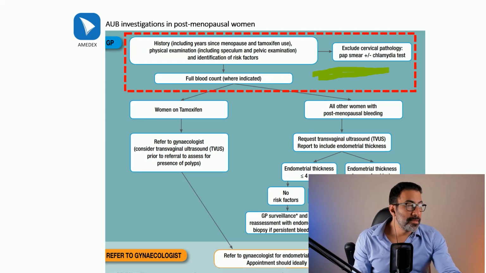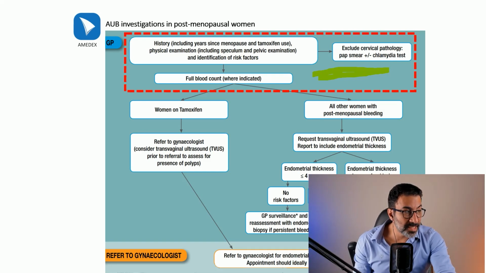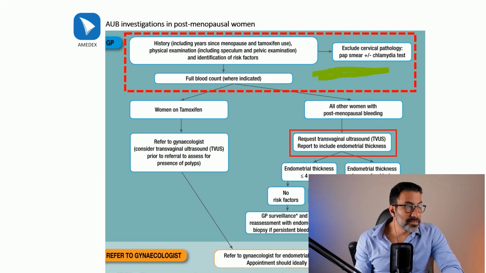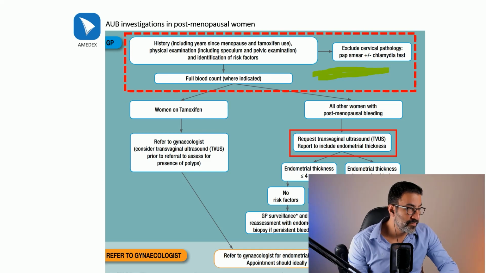So obviously there is no exclusion of pregnancy here. We don't even think about exclusion of pregnancy in such ladies. We want to exclude cervical pathology. This is a must, and maybe we want to consider full blood examination if clinically indicated. And when it comes to further investigation, we request a transvaginal ultrasound, and we ask the report to have endometrial thickness included as well. Very important again.